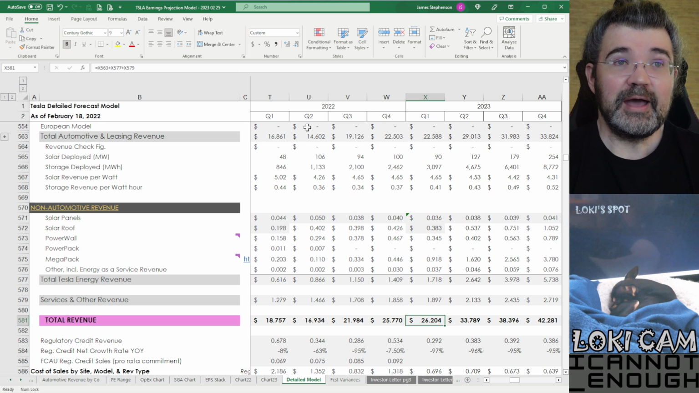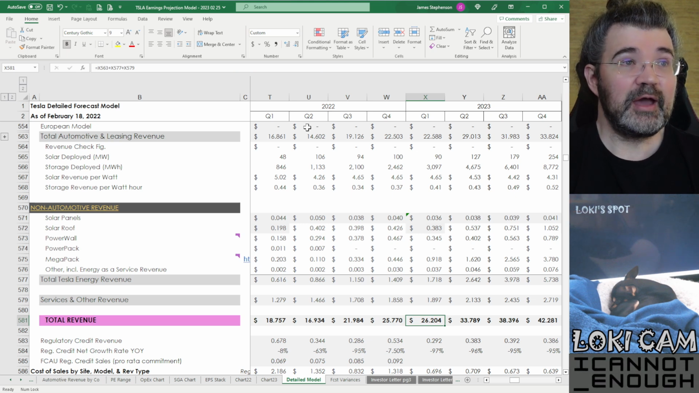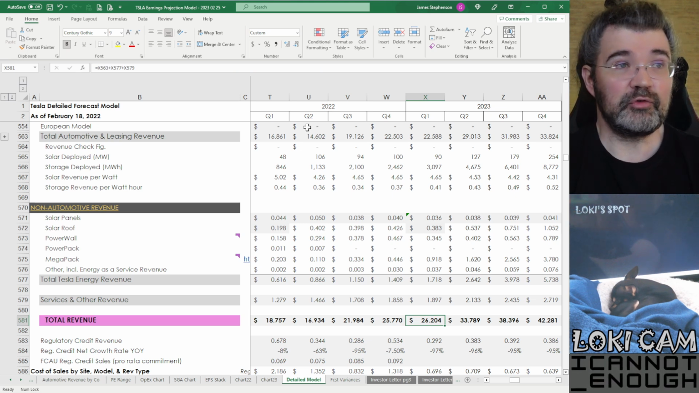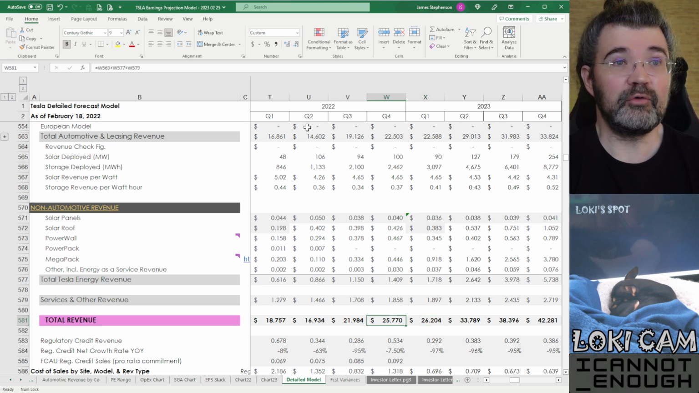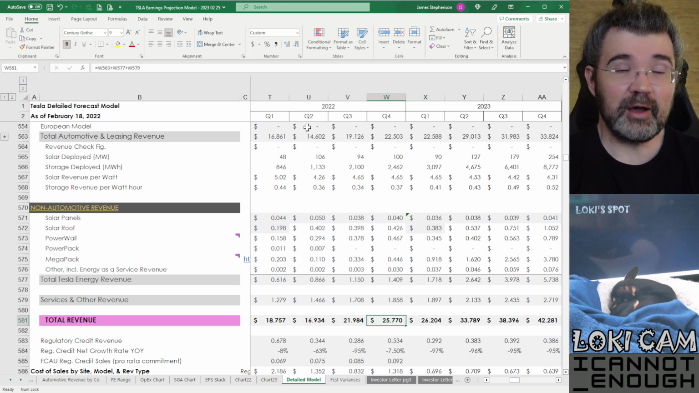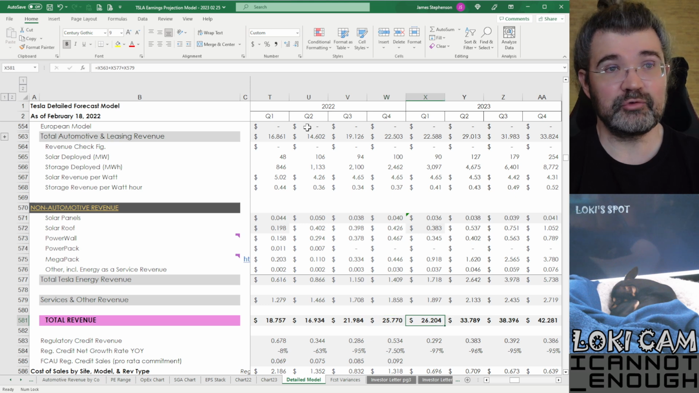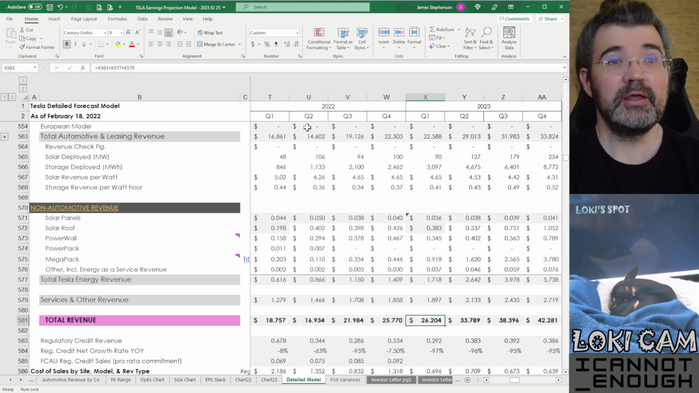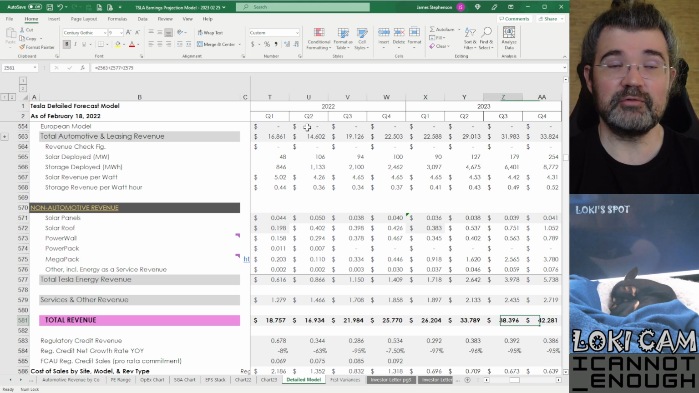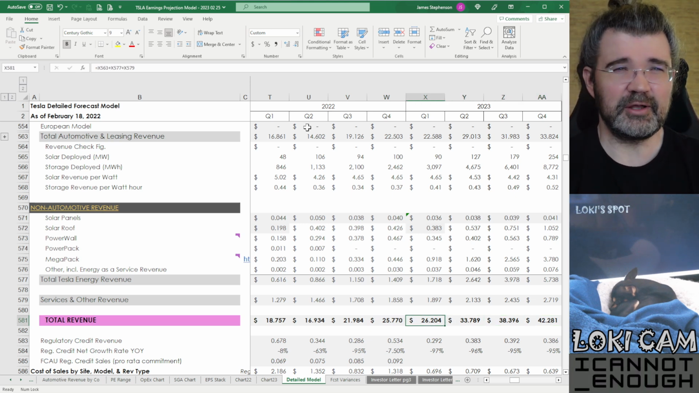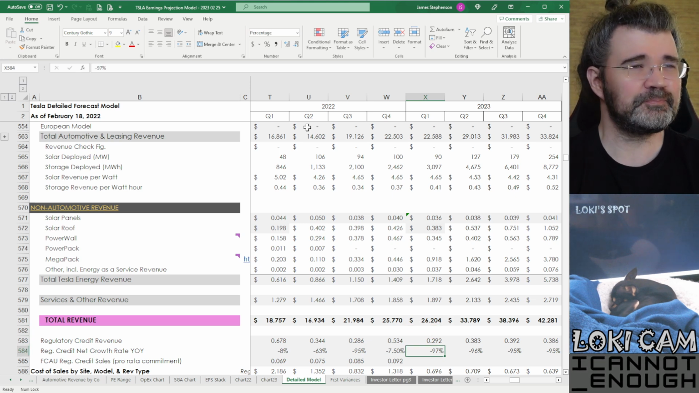Making total revenue, you add all those different divisions together, automotive, energy, and services and other, and that gets you total revenue. So I've got that number rising some from 25.8 last quarter to 26.2 in Q1, and then increasing a lot from there as Tesla energy and deliveries globally increase.